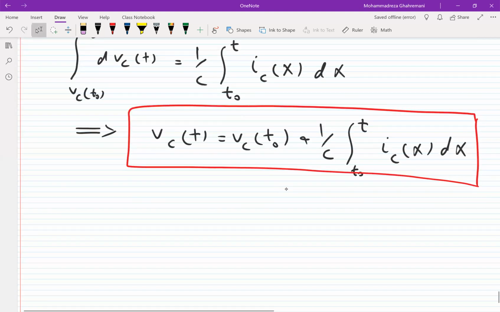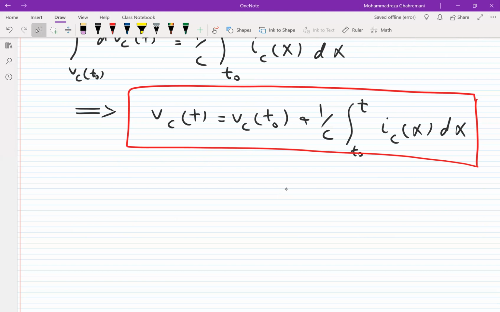So in summary, the current-voltage relationship is that the current is the derivative of the voltage, and the voltage is the integral of the current.